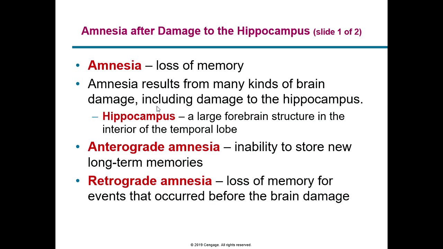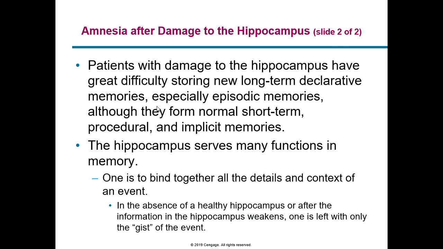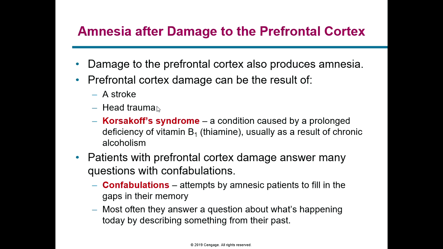Okay. And then retrograde amnesia, again, is this loss of memory for events that occurred before the brain damage, which is just what I was talking about. Patients with damage to the hippocampus have great difficulties storing new long-term declarative memories, again, especially episodic memories, although they form normal short-term, procedural and implicit memories, but that information can't be transferred into long-term memory. Okay. They also find this when you have damage to the prefrontal cortex.